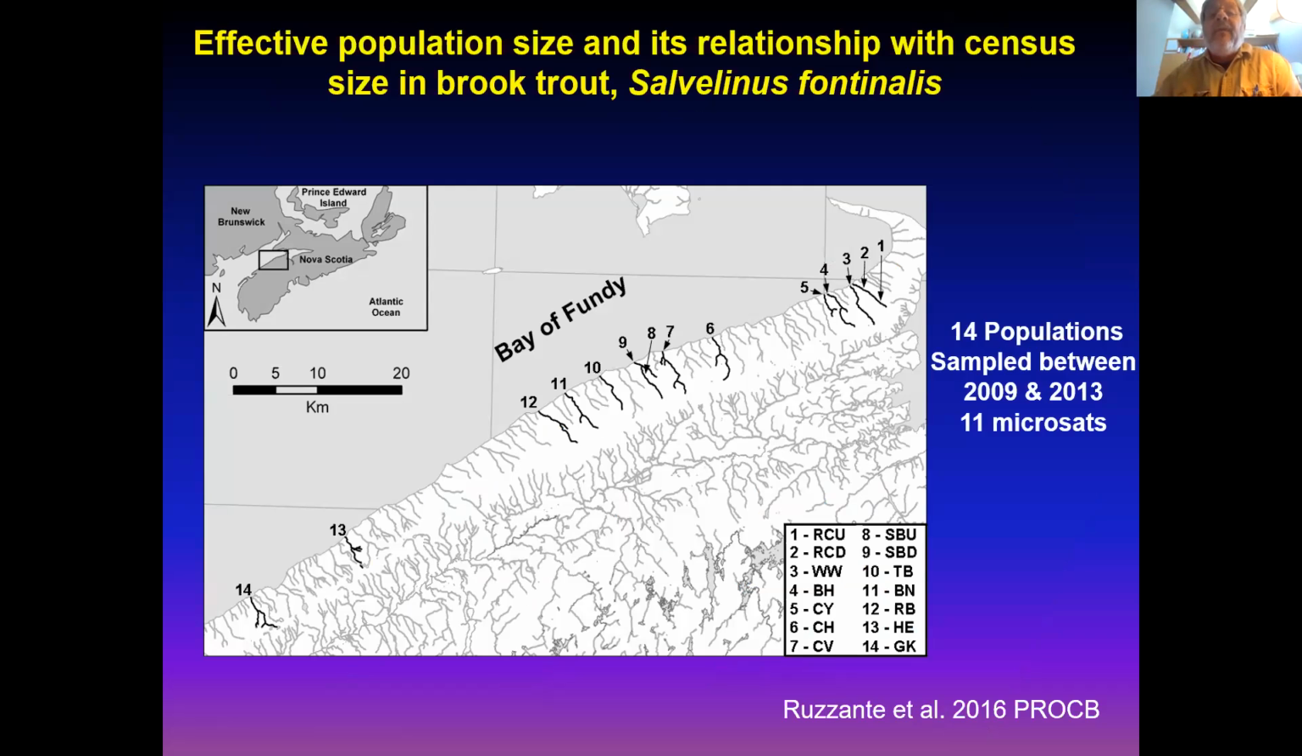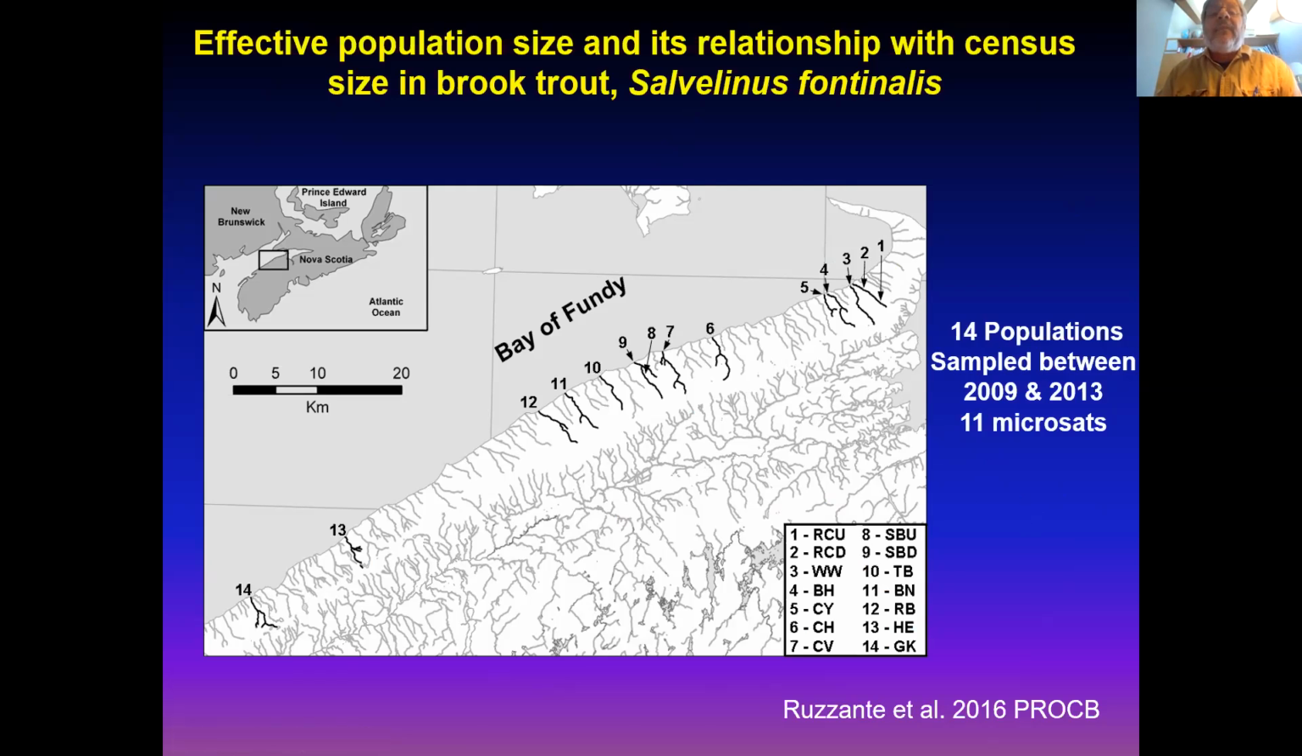Here we have the 14 streams, small streams. They each harbor a small population of brook trout, and I had been sampling them since 2009, and we had data samples from 2009 to 2013. And we were working back then with 11 microsats, a decent effort, but not quite high enough.